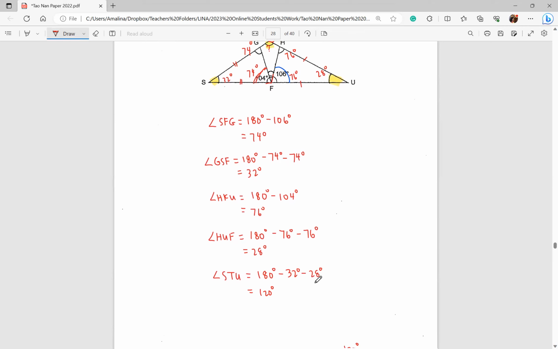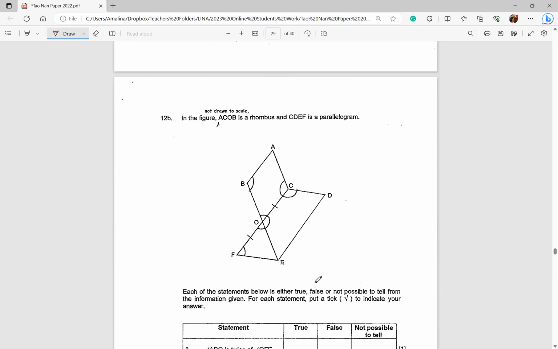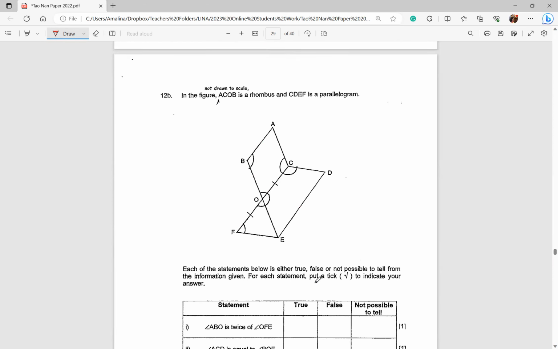Okay, question 12b. Let's move on to this one. So in the figure not drawn to scale, ACOB is a rhombus, and then CDEF is a parallelogram. So means that this must be parallel to this, must be parallel to this, and then this is parallel to this side. Okay, and then because this is a parallelogram, means that your FE and your CD are also parallel to each other.